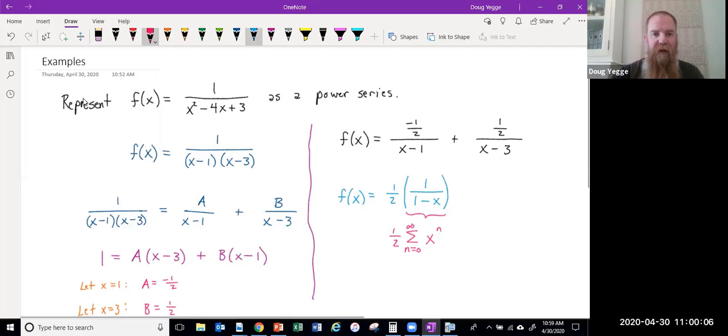Well, now if we go to the second one here, I have a couple of choices as to how to create this power series. And I know that some of you are thinking, well, why don't we first of all just rewrite this as 1 over, and then we get -3 plus x as a starting point.